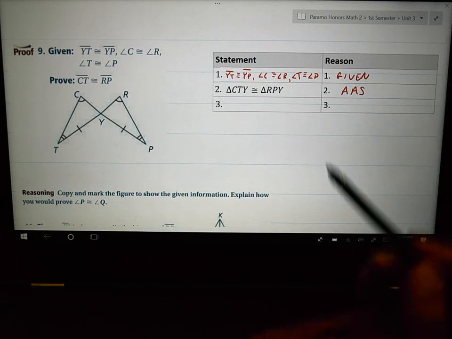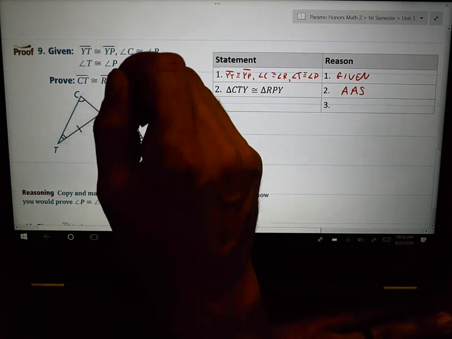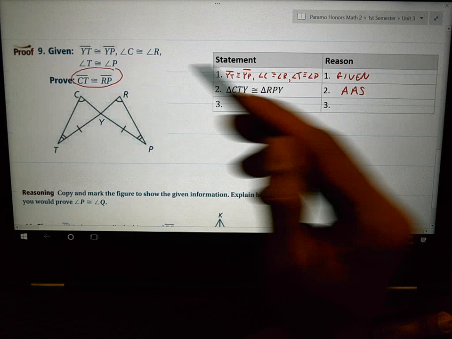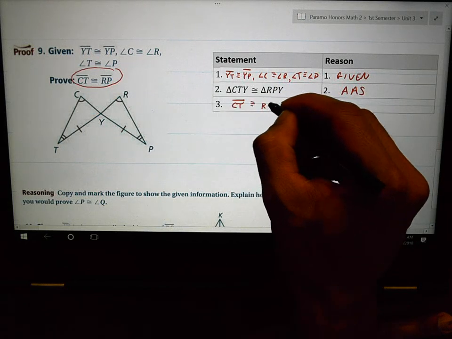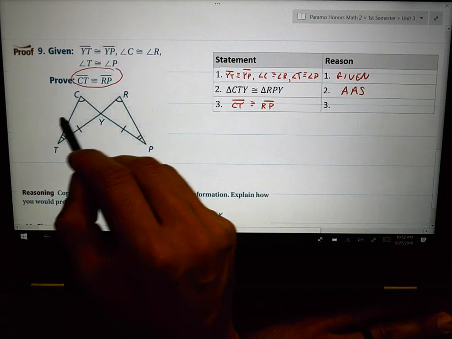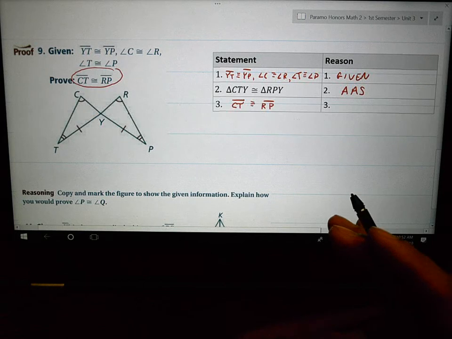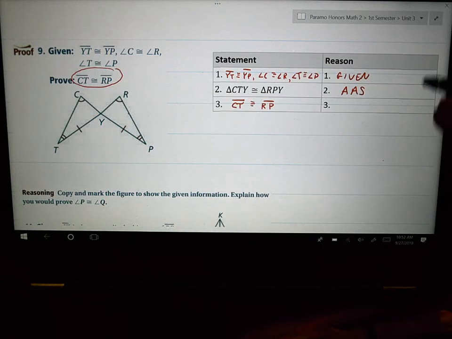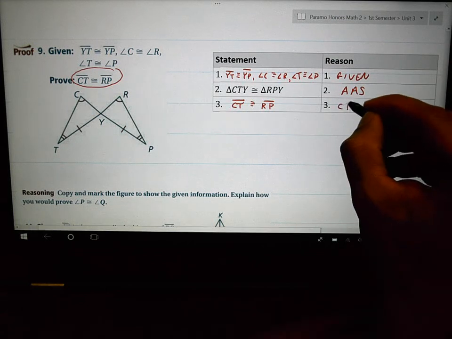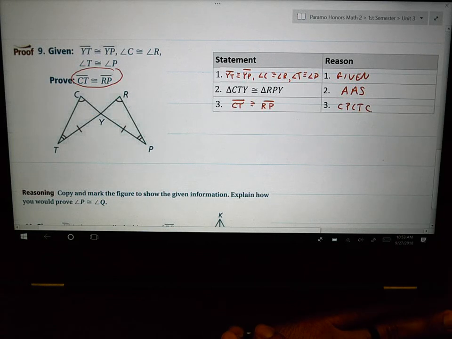So we start off with the given, then we prove that the triangles are congruent to each other, but what we're trying to prove is this. We're trying to prove that segment CT is congruent to segment RP, meaning this side is congruent to this side. What could we use now that would be our closing reason as to why those things are congruent to each other? The corresponding parts of congruent triangles are congruent. CPCTC.